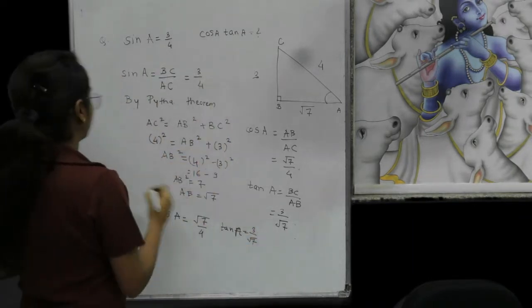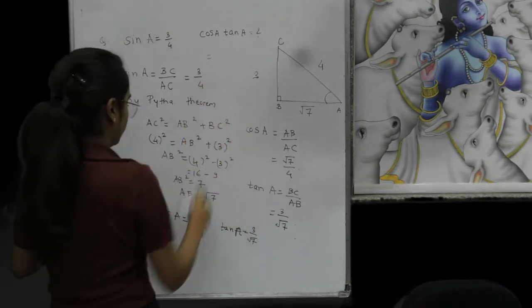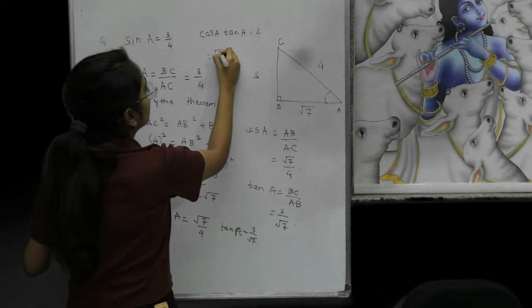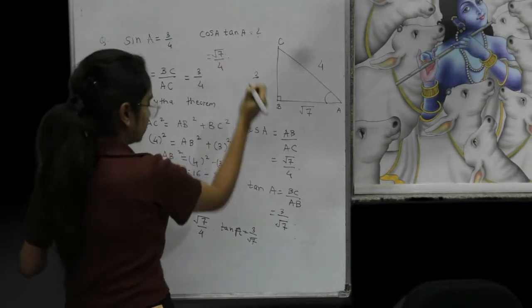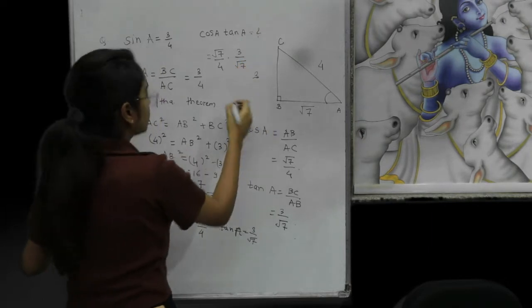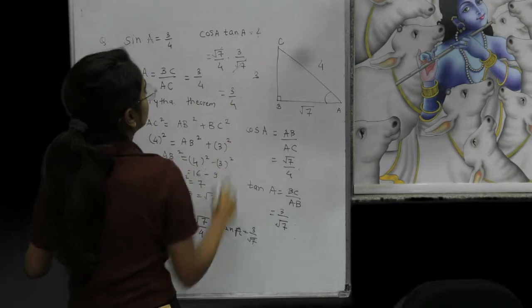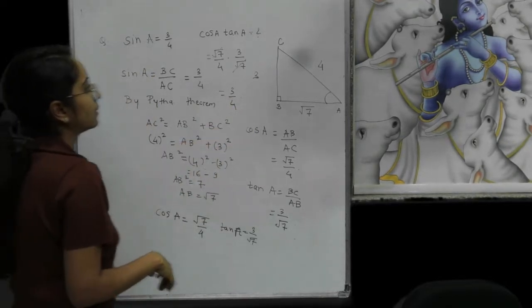So now we will put the values in the equation, which comes to be root 7 upon 4 into 3 upon root 7. So here we will get the value as 3 upon 4. This is the required result.